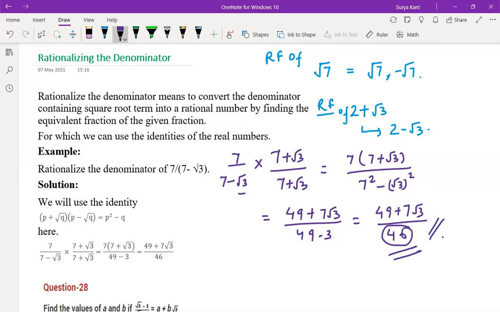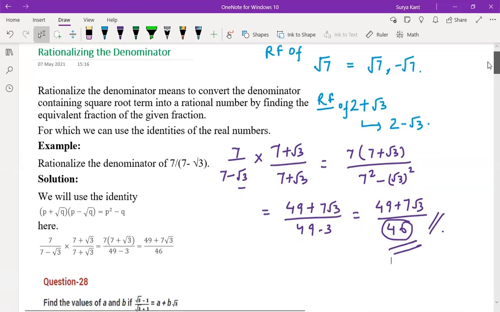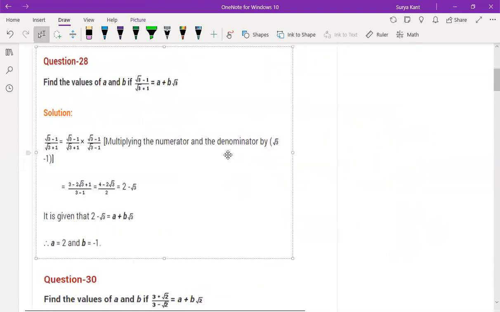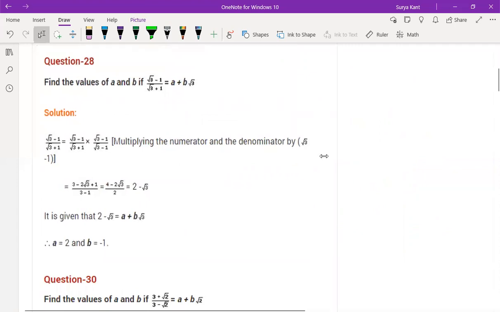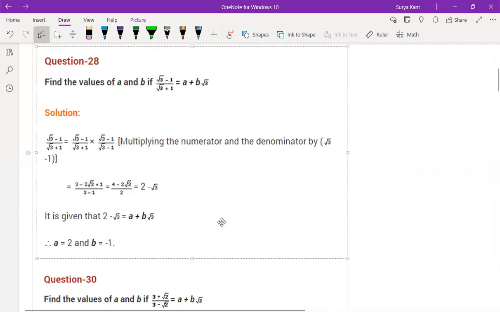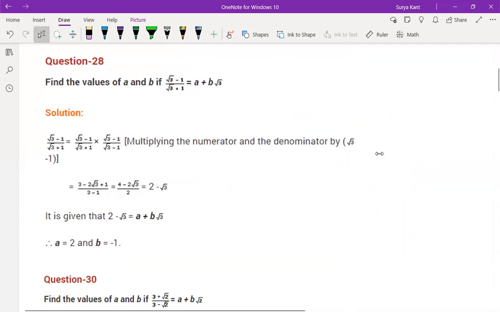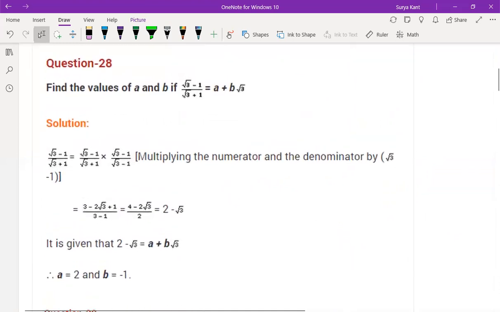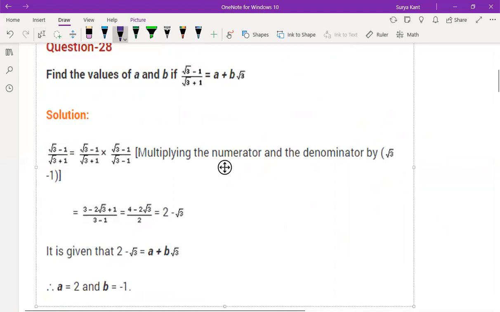So the basic concept, everyone understood, the basic question of it. Now we are moving to a bit higher version of it. The question number 28 you see here. Find the value of a and b. You should find the value of a and b. Mainly you should not look at the a and b over here first. First you should rationalize this part and try to find what you get after rationalizing. So what should you multiply to the numerator and denominator?